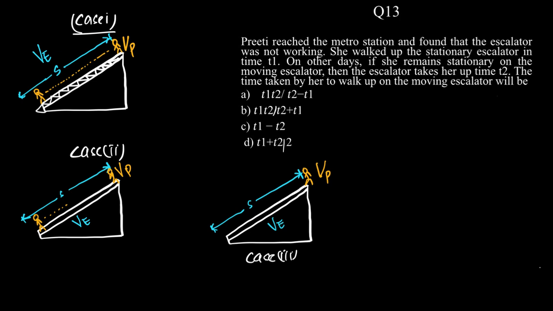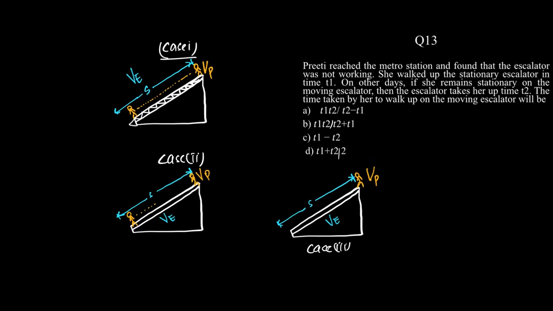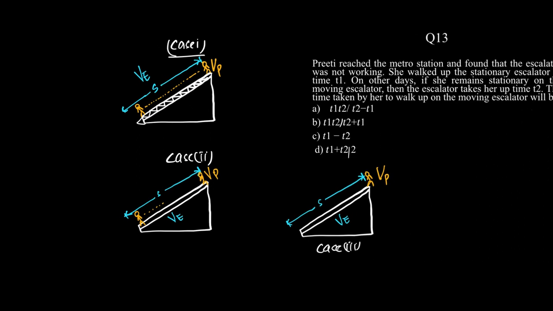Now, in case 1, what is the value of Ve plus Vp? In case 1, Ve plus Vp is equal to Vp alone. Why? Because the question says that she walked up the stationary escalator, which means the value of Ve is equal to 0.